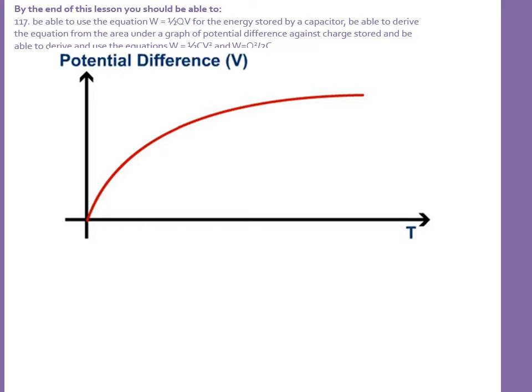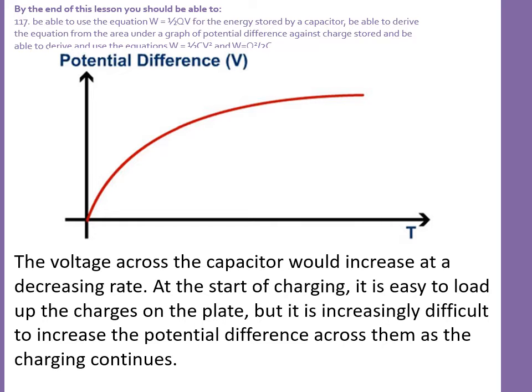So this is the voltage-time graph. As time increases, the potential difference across the plates of the capacitor is increasing. Again, it's not increasing at a constant rate, so we get a curve. The voltage across the capacitor would increase at a decreasing rate. At the start of charging, it is easy to load up the charges on the plates. But it is increasingly difficult to increase the potential difference across them as the charging continues. So we will get this graph.